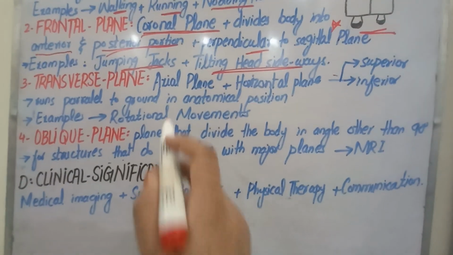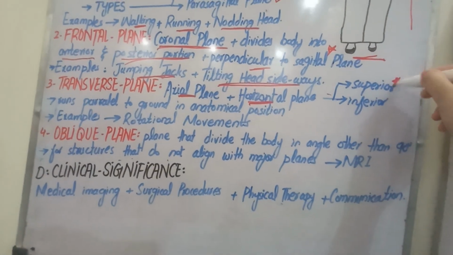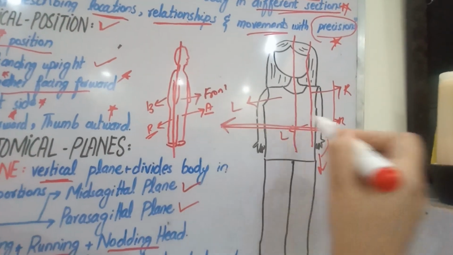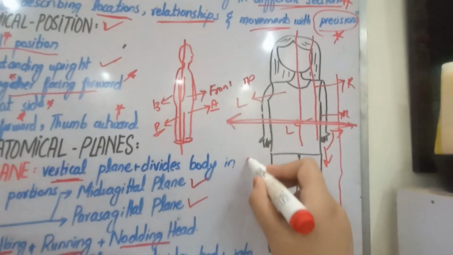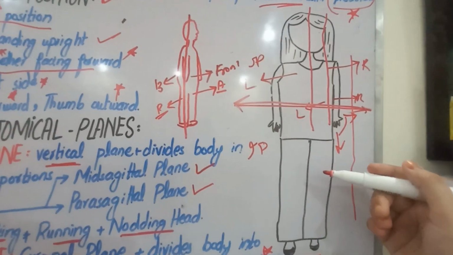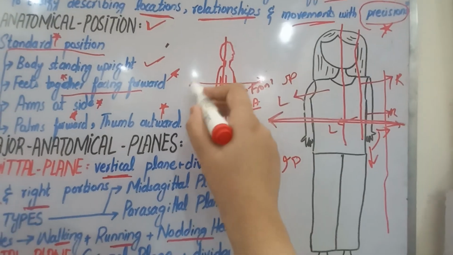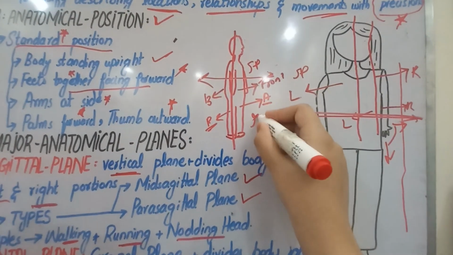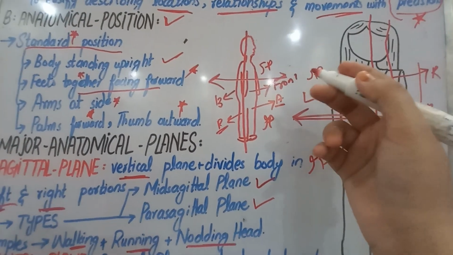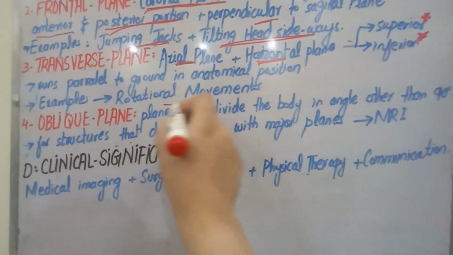The next important plane is the transverse plane. It is also called the axial plane or horizontal plane. It divides the body into superior and inferior portions. If we draw the plane like this, we are dividing the body into superior and inferior portions. If we divide the body here, this is the superior portion and this is the inferior portion. So this plane is called the transverse plane because it divides the body into superior and inferior portions. Examples of the transverse plane include rotational movements.